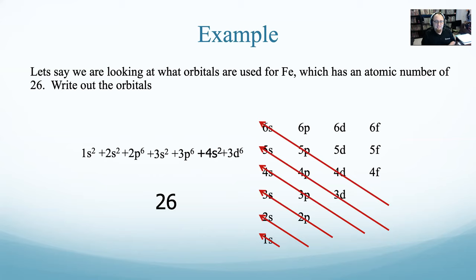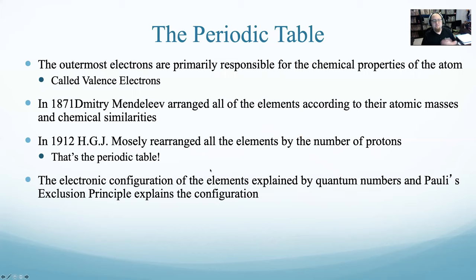The electrons are in the n equals 1, l equals 0. Also in the n equals 2, l equals 0 and 1. Also the n equals 3, l equals 0, 1, and 2, and also in n equals 4, l equals 0. Now, when you look at this, whatever electrons are in the outermost shell, in this case the 4s2, whatever ones have the highest value of n, those are called valence electrons. That's the basis of all chemical reactions.